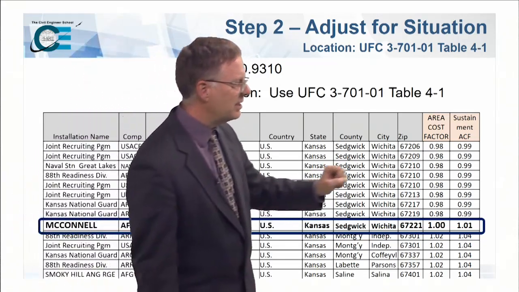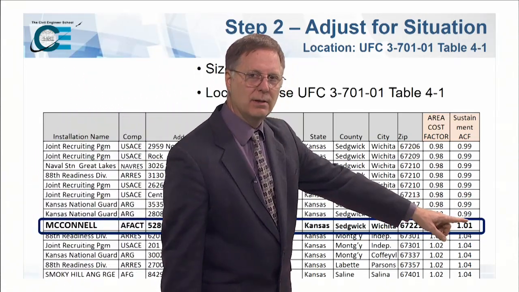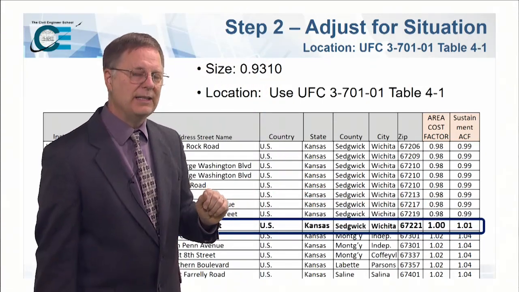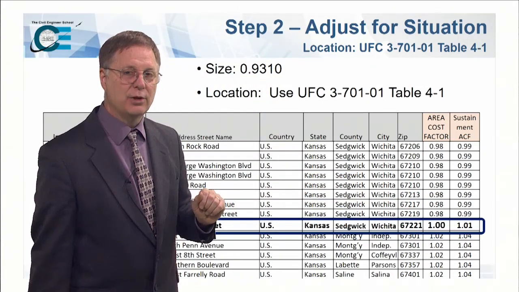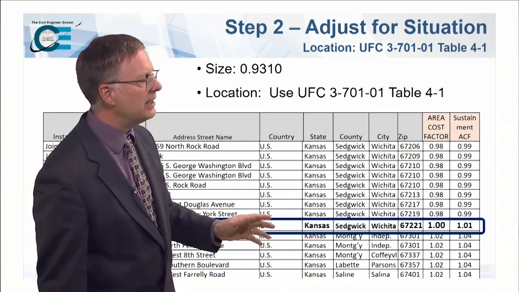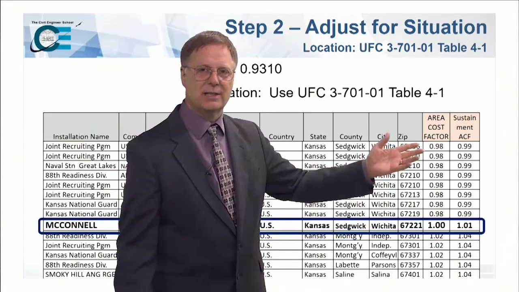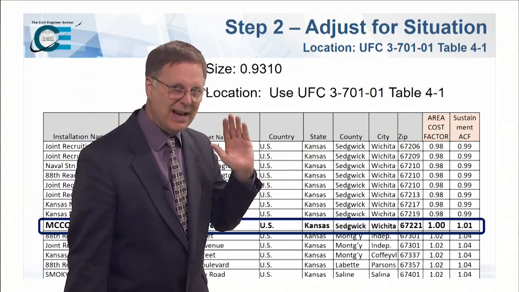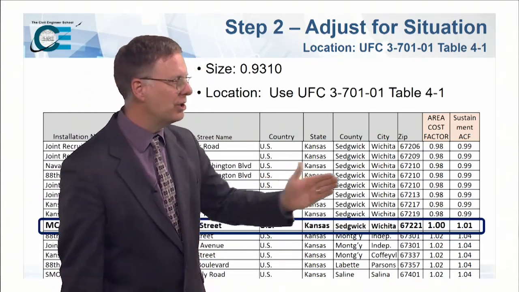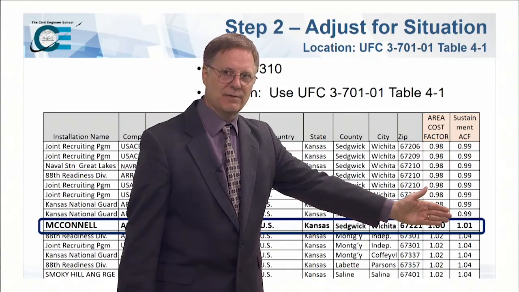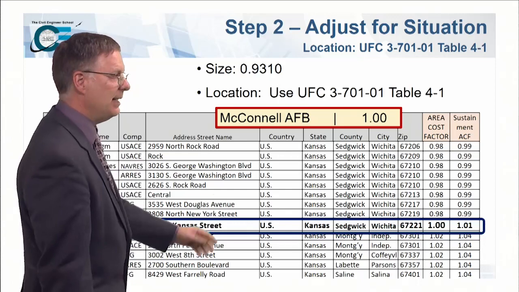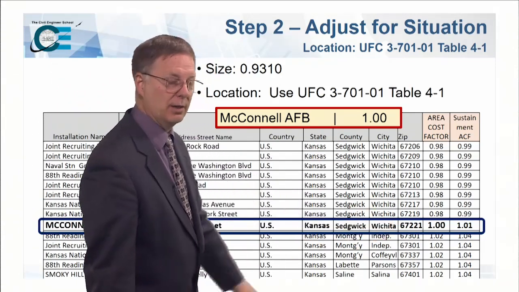Now let me warn you something about this. You'll also see a sustainment area cost factor. That sustainment area cost factor is for the evil dreaded table 3. It is for those plant replacement values. Normally it's smaller than the area cost factor. In this case, it just happens to be one larger. But never, ever, ever, and I mean ever, folks, use the sustainment area cost factor. It will lead you astray. Always use the area cost factor column, the first column that you have there.